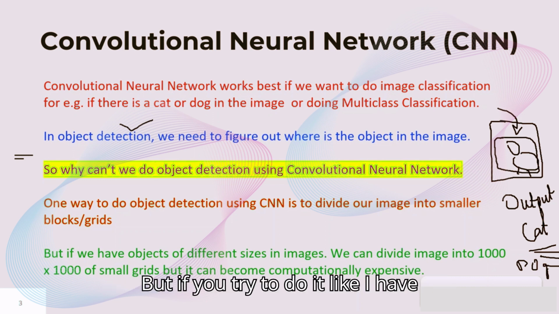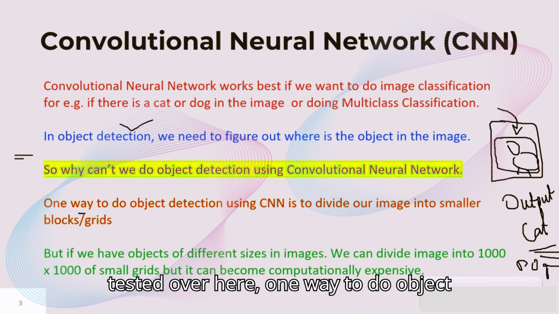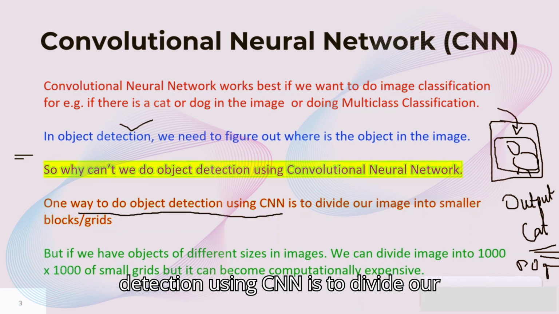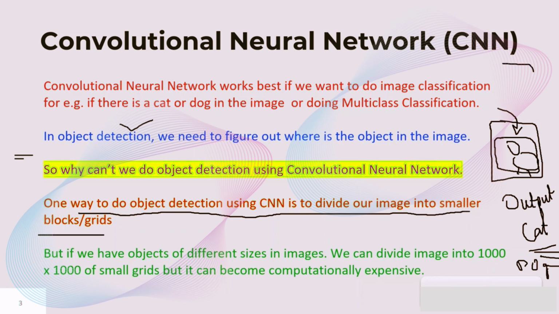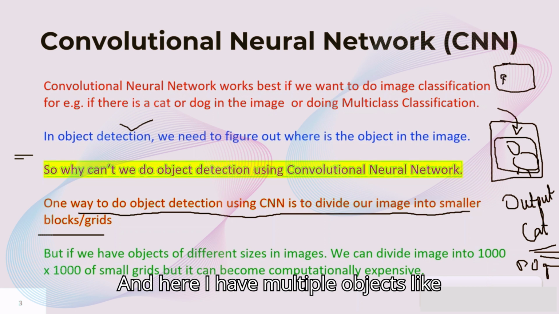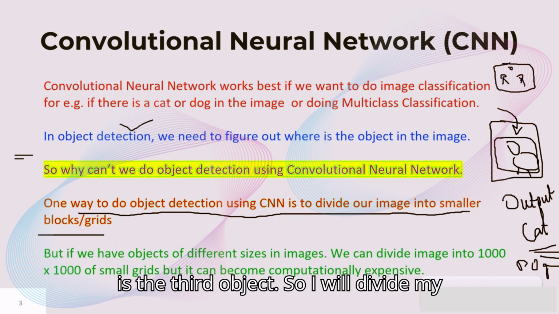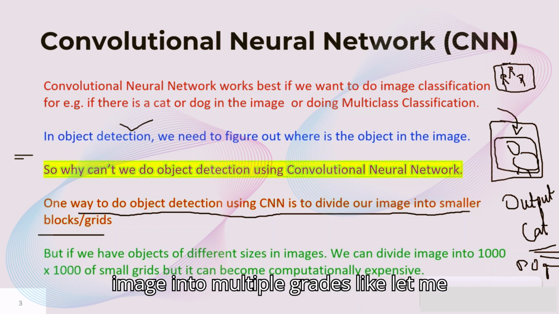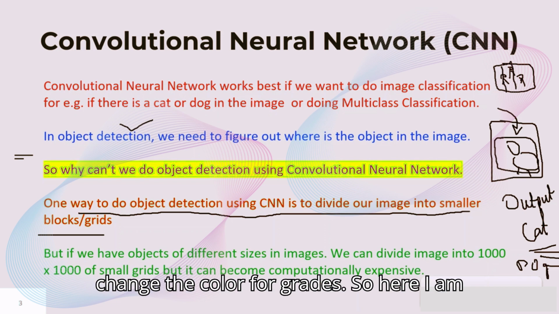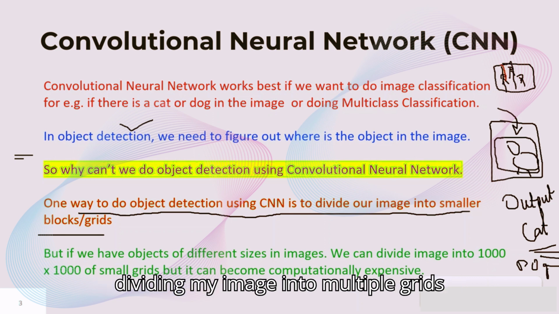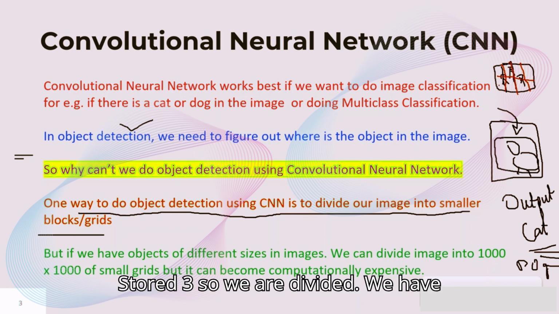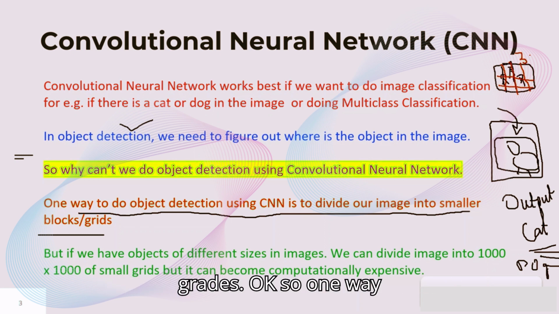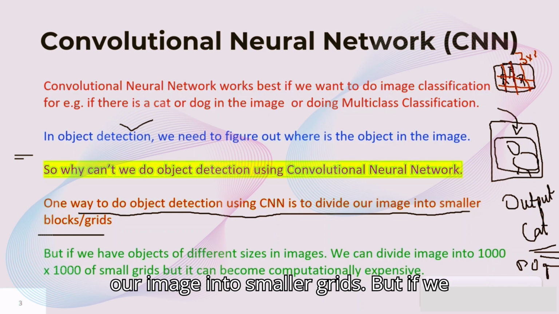But if you try to do it, like I have listed over here, one way to do object detection using CNN is to divide our image into smaller grids or blocks. For example, this is my image, and here I have multiple objects, like these are the 2 objects and this is the 3rd object. So I will divide my image into multiple grids. Let me change the color for the grids. So here I am dividing my image into multiple grids, like this is 1, 2, 3. So we have divided our image into 3 cross 3 grids. So one way to do object detection using CNN is to divide our image into smaller grids.